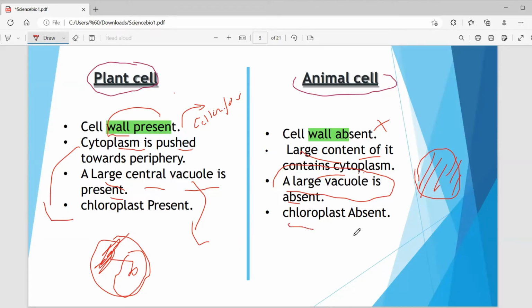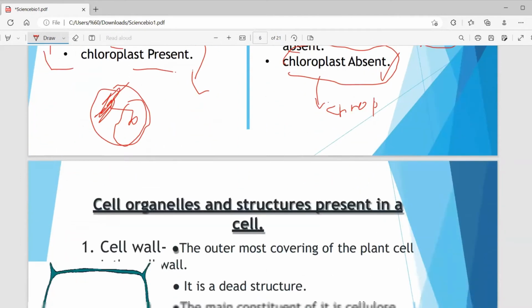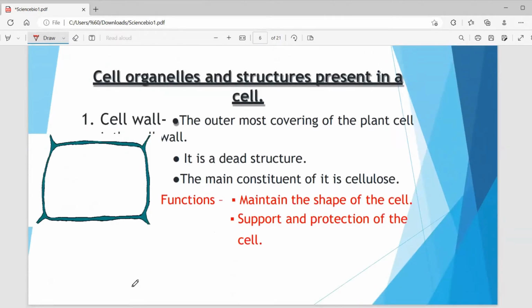Then chloroplast mainly consists of the chlorophyll substance, but it is not present in the animal cell. It is absent, but here chloroplast is present. Okay, then I will quickly go through them one by one. You can see cell organelles and structures present in the cell. That is very important to understand.